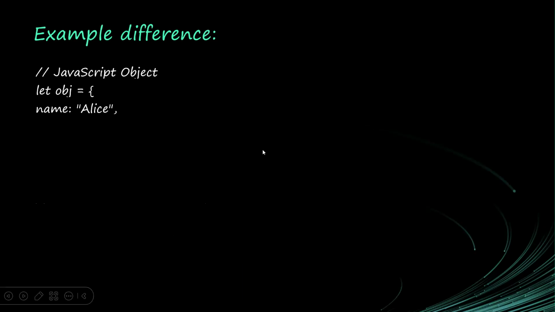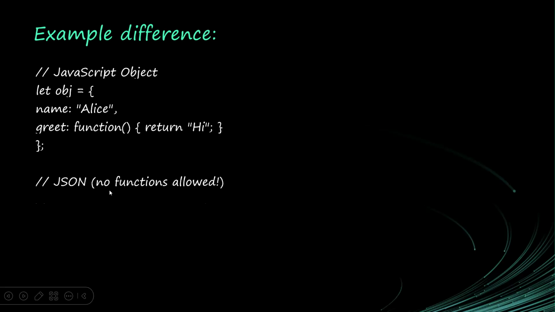Let's take a look at the difference here. This is an object. The key here is not in double quotes, and the value for this greet method is a function. So this is valid for a JavaScript object. But for JSON, functions are not allowed as values. You cannot say greet is equal to a function. No, it is not allowed. So look at JSON here. Here the name is in double quotes. Here the name is not in double quotes. In JSON, the keys must be in double quotes. They must be strings. And the value cannot be a function.